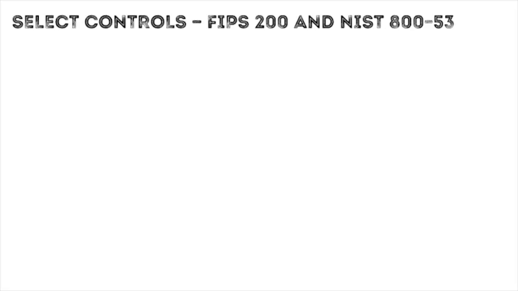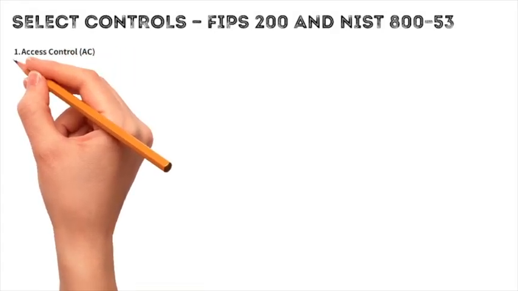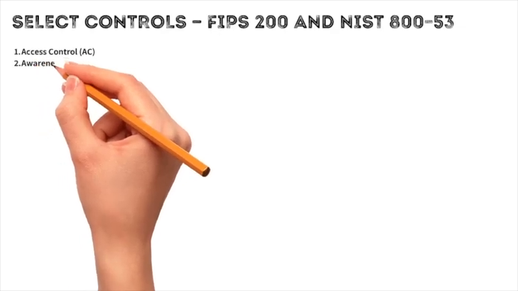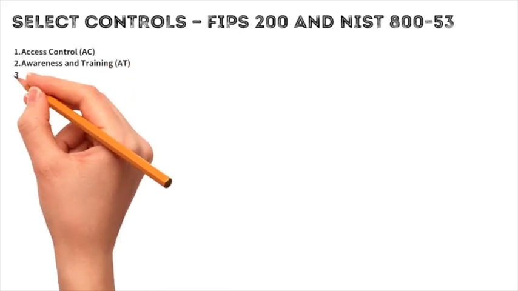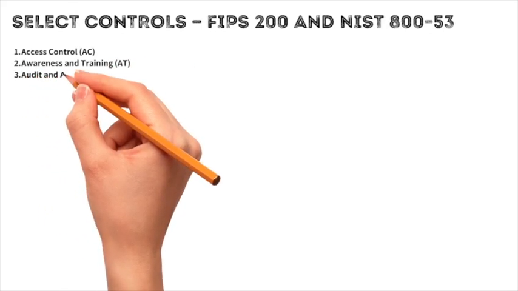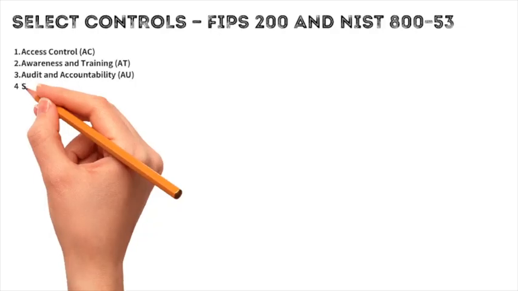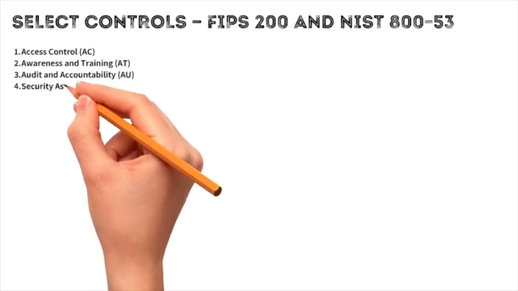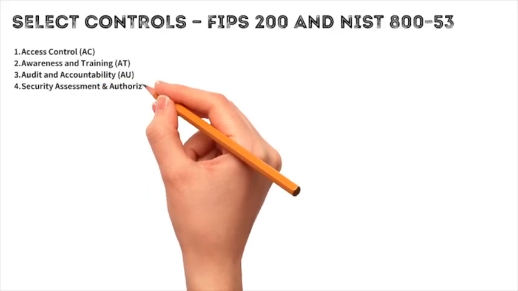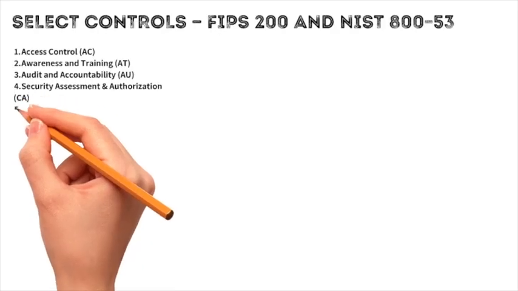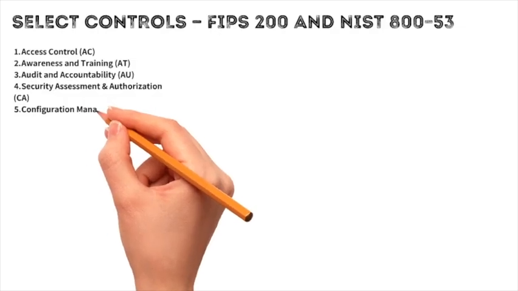Access control restricts users and enforces the principle of least privilege. Awareness and training ensures that every employee understands their security responsibilities. Audit and accountability records and reviews system activities to maintain traceability. Security assessment and authorization evaluates and authorizes the system's overall security posture. Configuration management manages software and hardware changes securely while maintaining baselines.